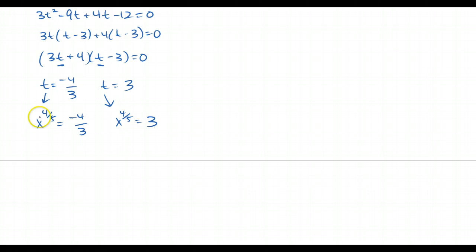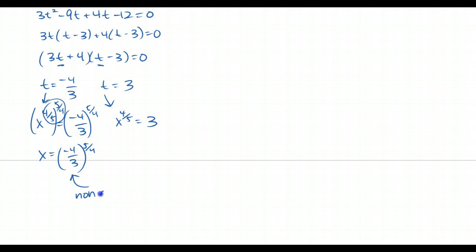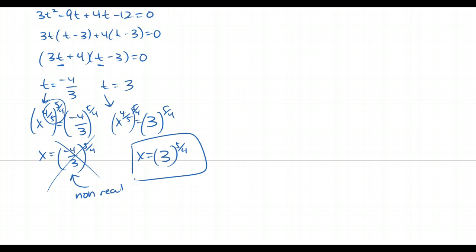And then if I solve here, I'm going to take this to the 5/4 power. So that would allow me to get x alone, x to the first power now, equaling negative 4/3 to the 5/4 power. Now this is a non-real number. This is not real, so this is not part of our solution. You can just verify that using your calculator if you want to. Over here on the other side, we can't take a negative to an even denominator, so this is not going to produce a real solution. But if we raise it to the 5/4 power, we end up with x equaling 3 to the 5/4 power. And this is a real number because it's positive raised to a rational exponent.